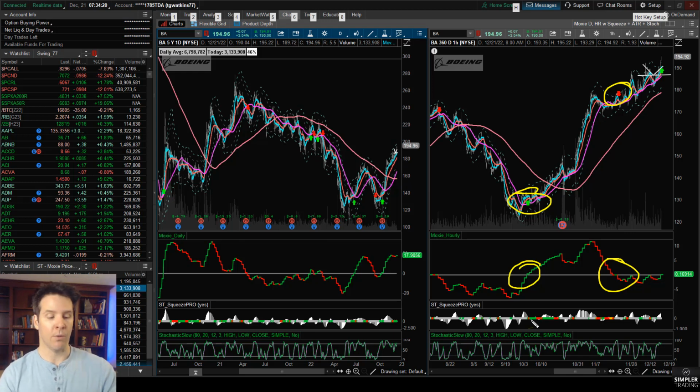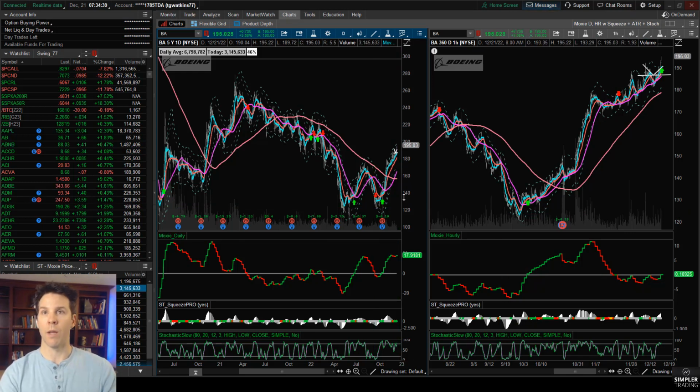And then we have a trampoline move. So we can scan for trampoline moves. And what that is, is when price is below the 50, but the Moxie indicator is above zero. And so we can do an inverse trampoline move. So it would be showing up like this, if price is over the 50, but the Moxie indicator is below zero. And that we can scan for on the hourly, daily, weekly.